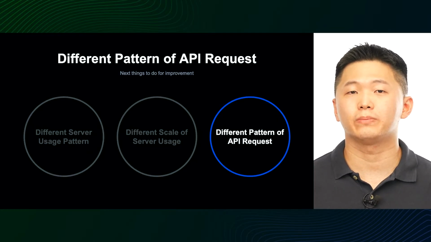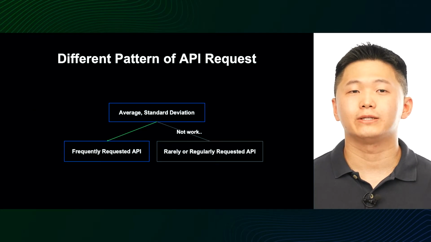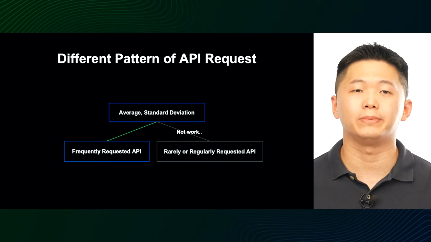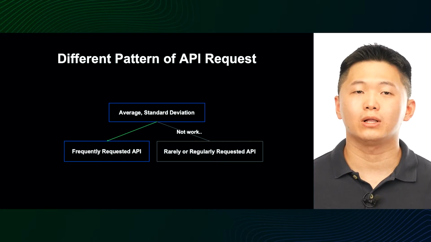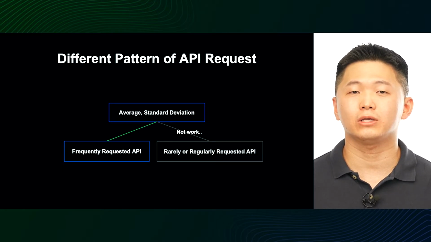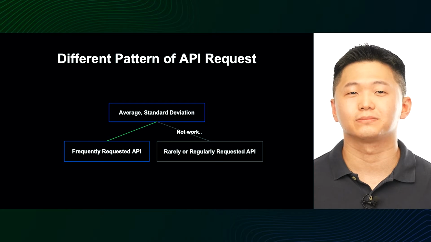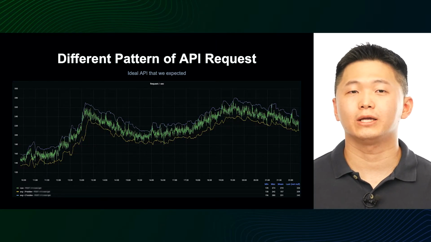Last, different patterns of API make it hard to create rules. I said that we use the average and standard deviation to detect rapid change of API. This method works well for frequently requested APIs, but some APIs are rarely or regularly requested. And it is hard to apply average and standard deviation to those APIs. I will show you some examples. This API is what we intended. In this case, our alert works well.